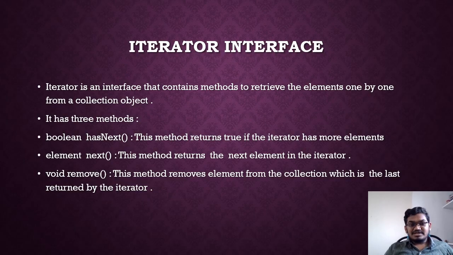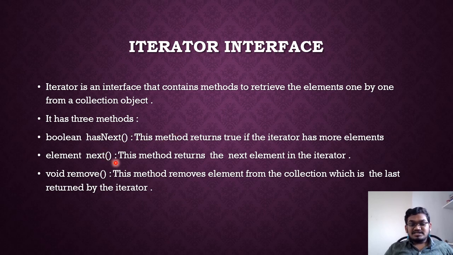Next we are going to explain about iterator interface. Iterator is an interface that contains methods to retrieve elements one by one. It has 3 methods: boolean hasNext, element next, void remove. Here hasNext is a boolean method. It returns true if the iterator has elements.